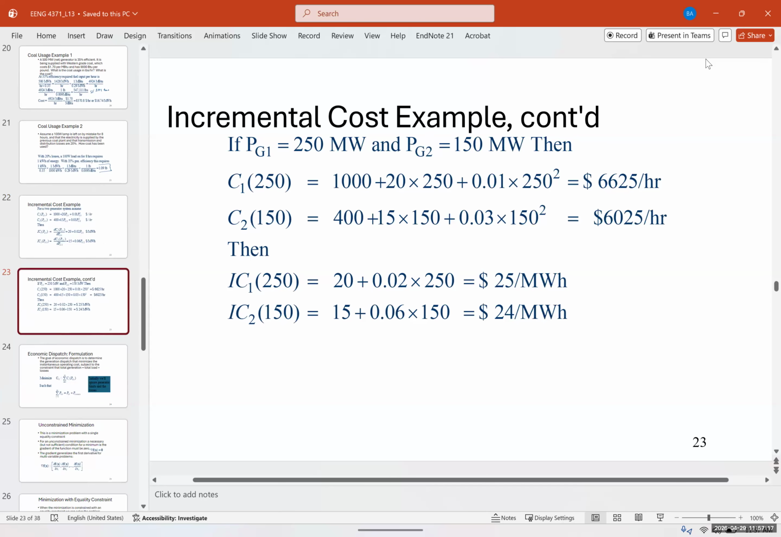Now, if PG1 is 250 megawatts and PG2 is 150 megawatts, then C1 of 250 is going to be $6,625 per hour. And for C2, it's going to be $6,025 per hour. So then IC1 is going to be $25 per megawatt hour, and IC2 is going to be $24 per megawatt hour. So you can see that for system number 2, if you want to add 1 megawatt, each megawatt will cost you 24. For system number 1, it's going to cost you 25.